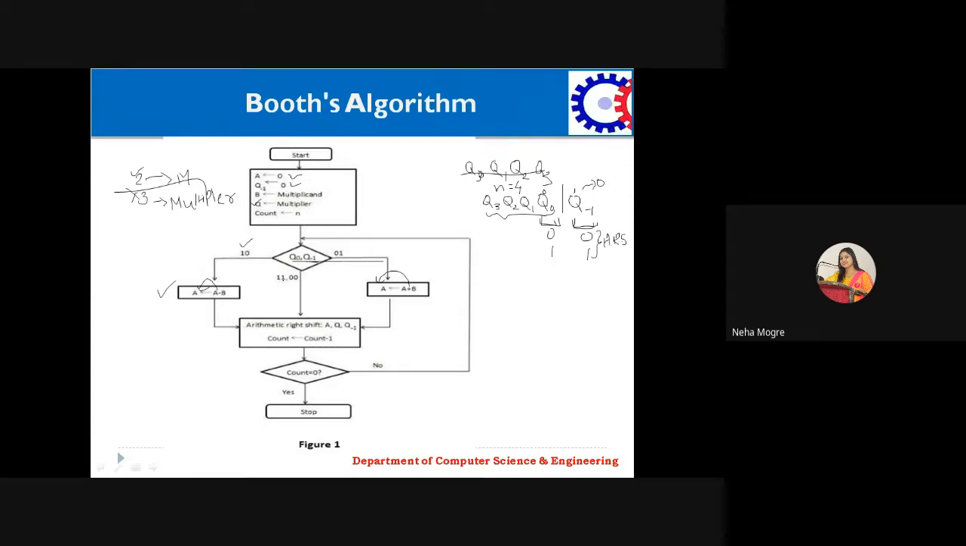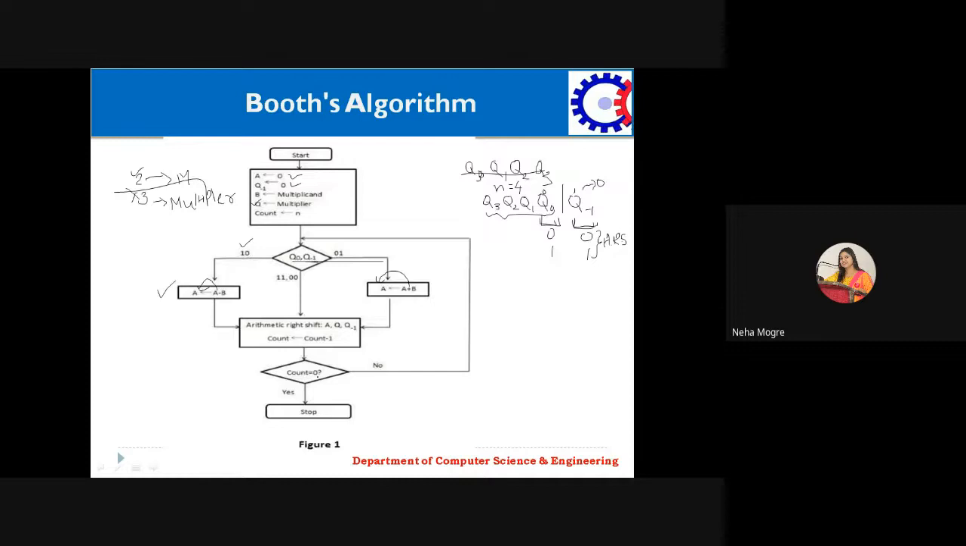Only in the case when Q0 and Q minus 1 is 0 0 and 1 1, directly you are going to perform the arithmetic shift operation, the right shift operation. Is that okay? Yes. After that, you are going to decrement the value of count, which is the n value. So if the n value was initially 4, it is going to reduce, 4, 3, 2, 1, and the same step will be performed again and again.